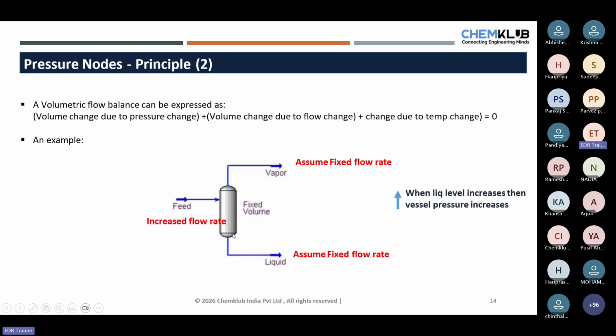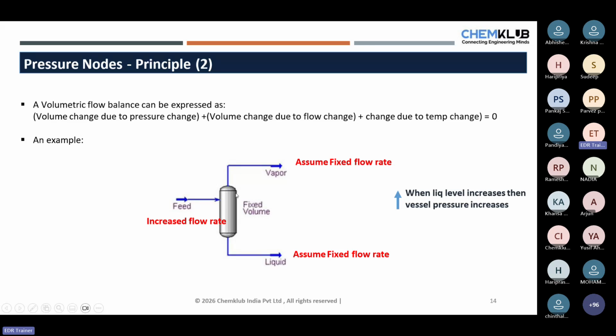Because of that, the level will keep on increasing. And because the level has increased, the vapor space that is there for the gas separation has reduced, and because of that the pressure will increase. So pressure will increase in the vessel. Now what will happen? In a dynamic system, the pressure in this vessel and the pressure in the feed may get equal. And in that particular case, the feed that is coming in will automatically be cut off.